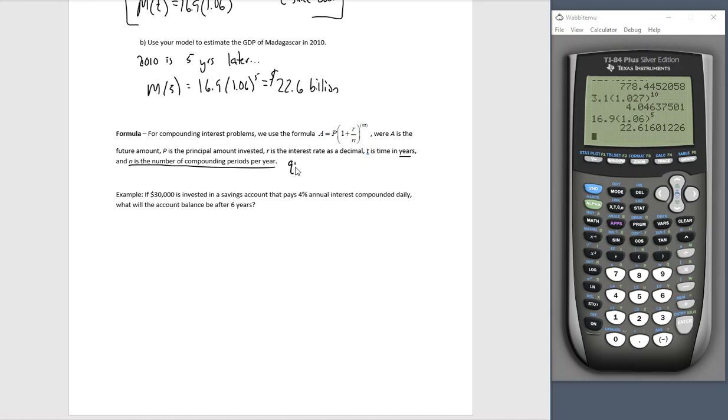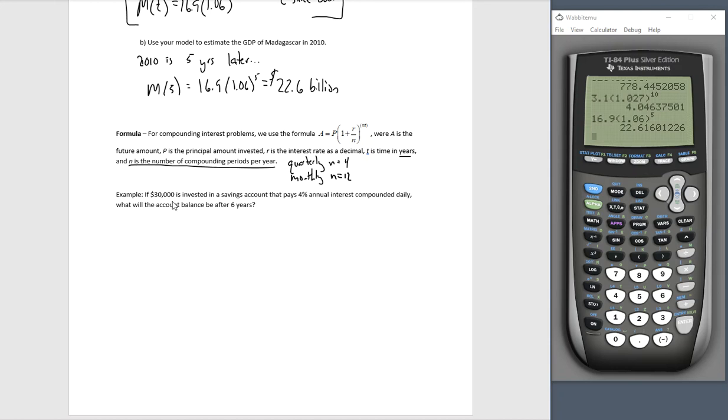So if we have quarterly, we'll end up with N equals 4. If we have monthly, N equals 12. So whatever adverb ending in -ly you see in the problem, you need to change it into how many of those happen each year. So 4, or 12. It's a lot like the scaling we did in another lesson with bacteria.